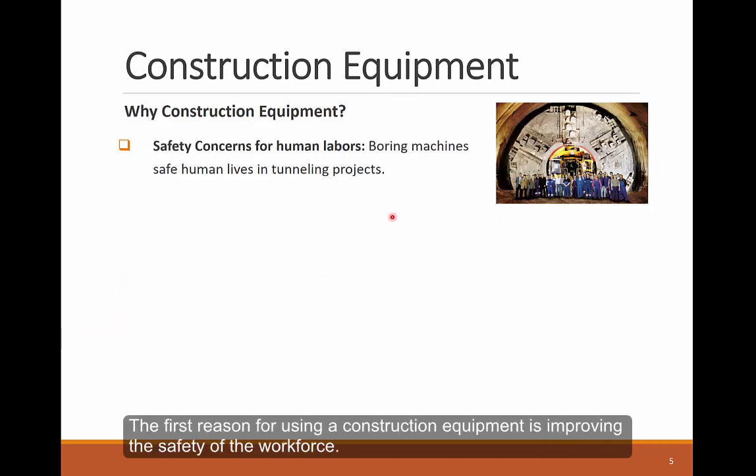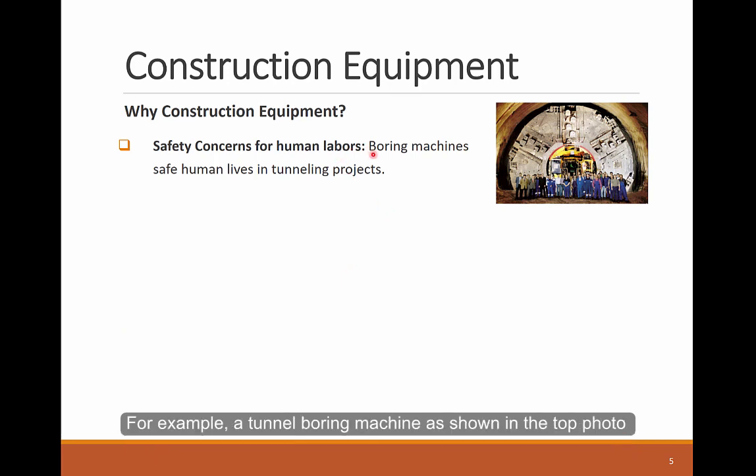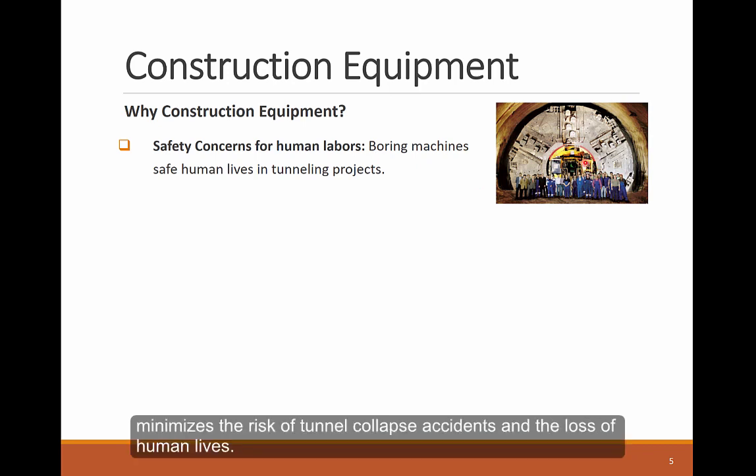The first reason for using construction equipment is improving the safety of the workforce. For example, a tunnel boring machine, as shown in the top photo here, minimizes the risk of tunnel collapse, accidents, and the loss of human life.